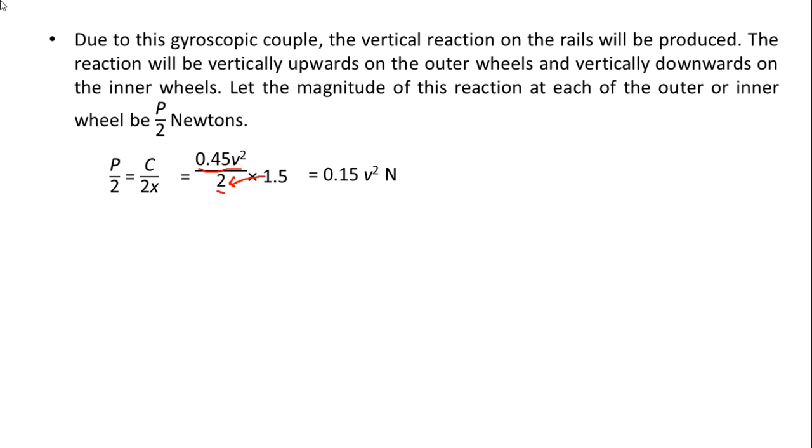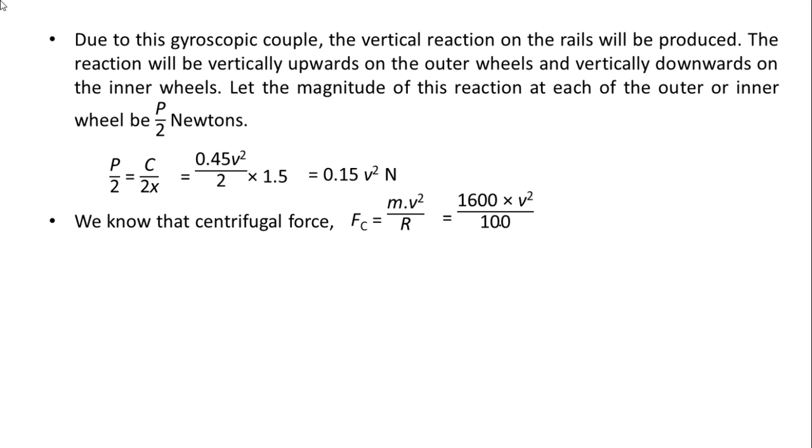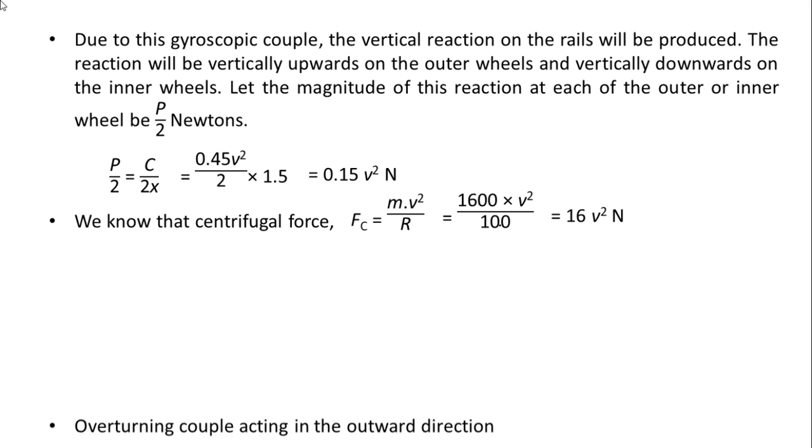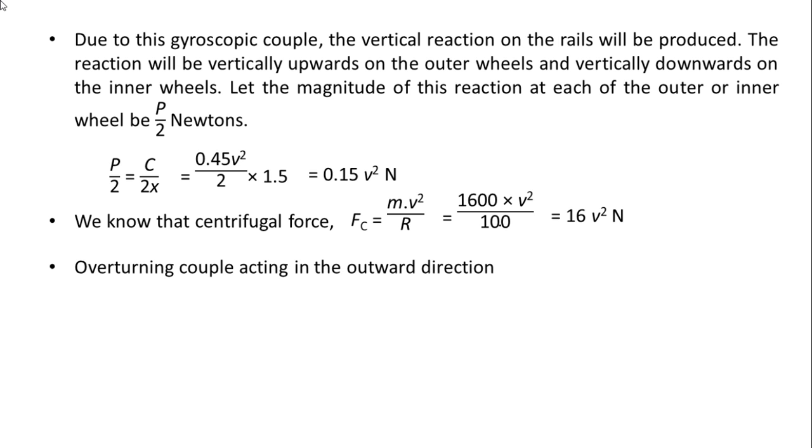Clear? Now we will go for centrifugal couple. Centrifugal force is mv square by r. So v square, keep it as v square itself. I don't know that value. So 1600 v square by 100. It is 16 v square. Overturning couple is Fc into h. So h is 0.5 meter. The center of gravity is located at a height of 0.5 meter. So that comes around 8 v square Newton meter.